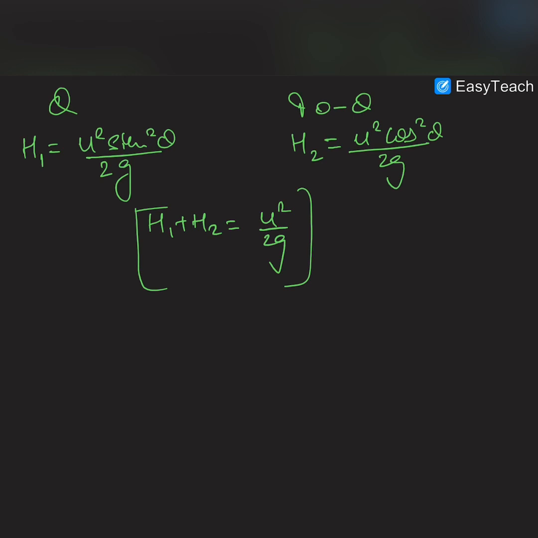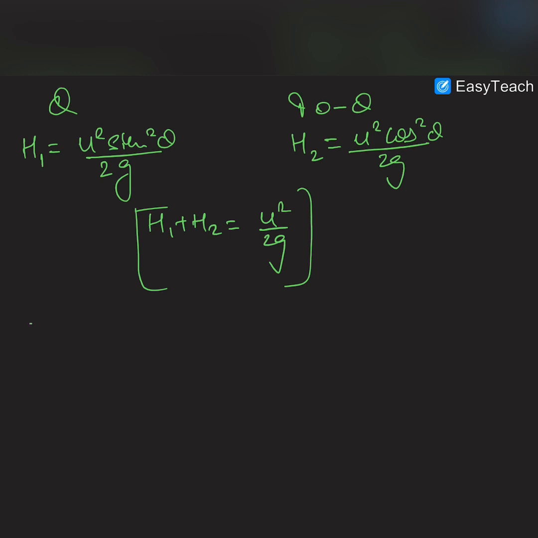So there are two angles of projection for which the range is the same, and those two angles are complementary to each other, as well as the sum of maximum heights at those two angles is u square by 2g, which is the greatest possible maximum height, which we have already discussed.